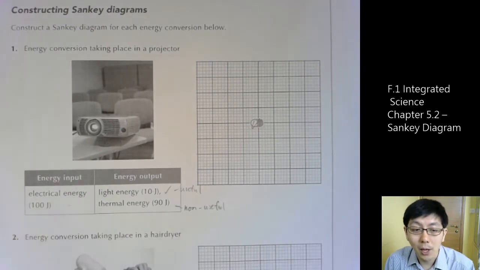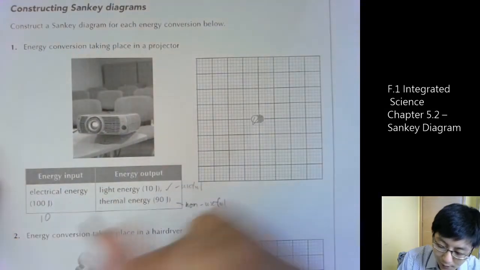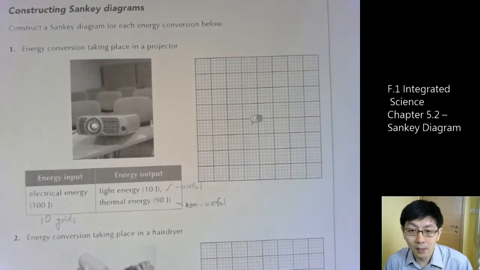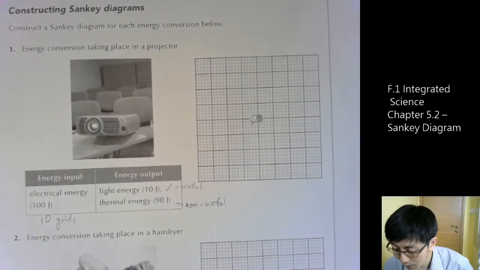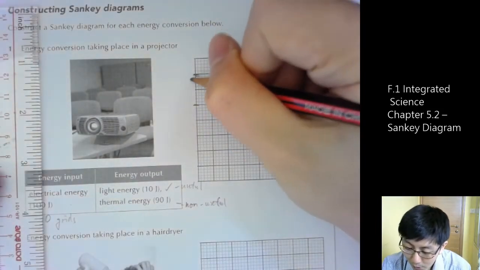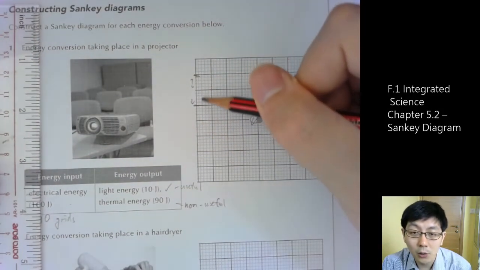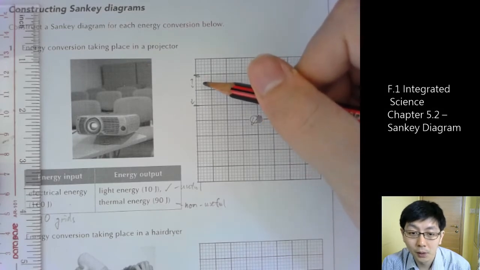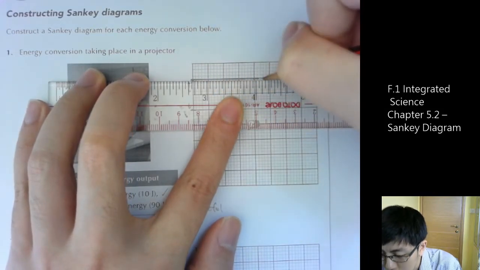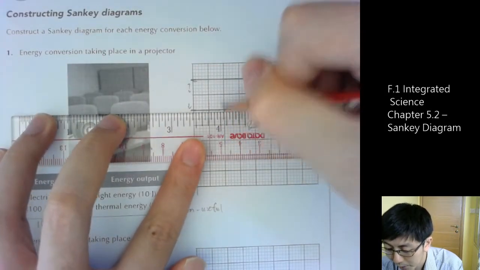That means we will scale it down. So let's say I use 10 grids for the energy input. Now I put 10 grids here. So here will be 10 grids, and this illustrates the energy input. So the diagram will look like this. We have an arrow going from the left to the right, and also here.